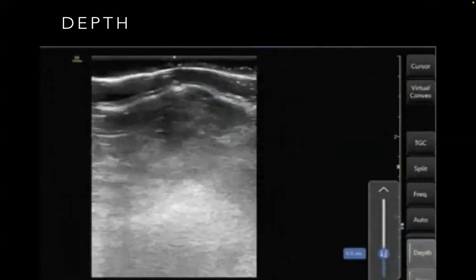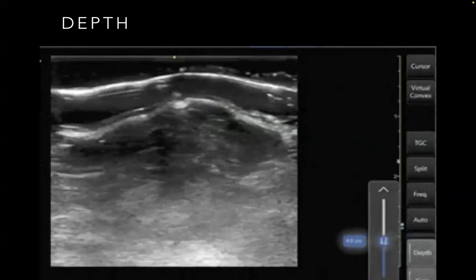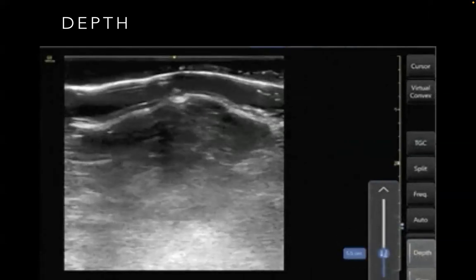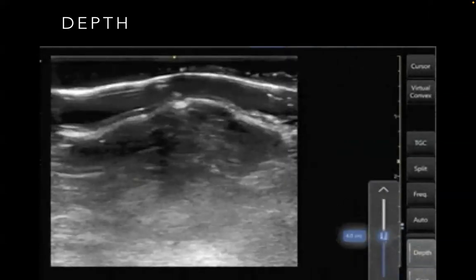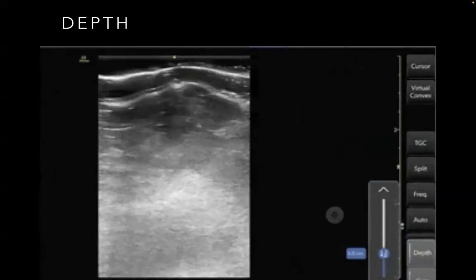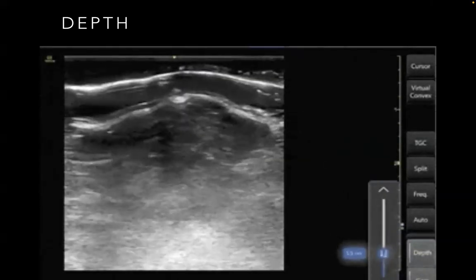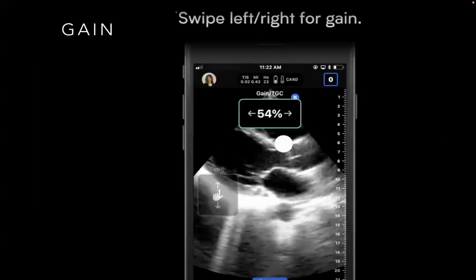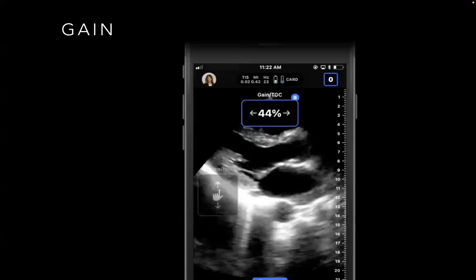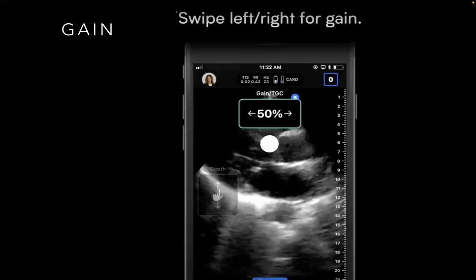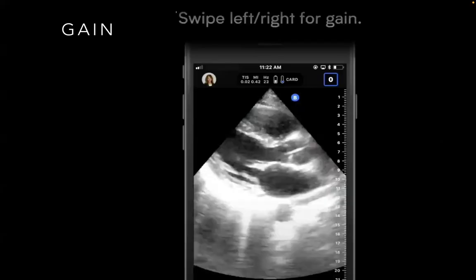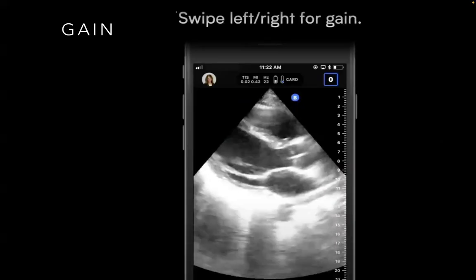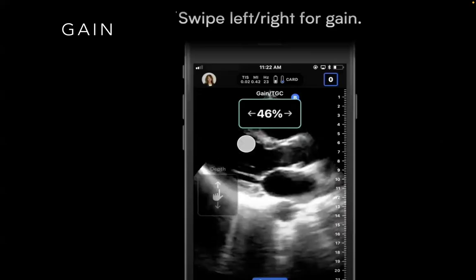With the Butterfly, you can swipe up and down on the actual iPhone or iPad screen, and that will control your depth. That allows you to see more or less of what you want to scan. And as you swipe left or right on the Butterfly app, that's going to increase or decrease your gain, which allows you to control the brightness, okay? So you can appropriately gain the image to make sure that you have the best image possible.